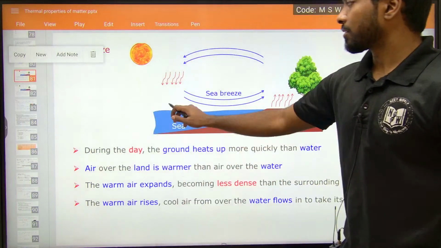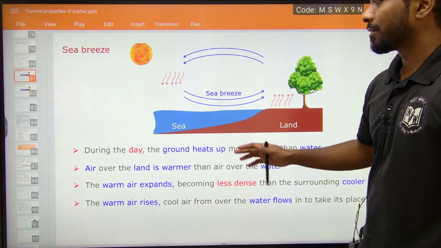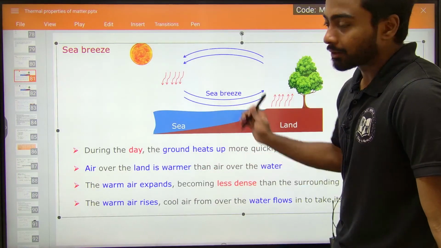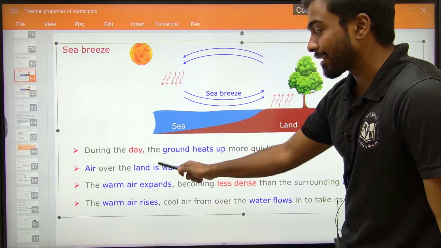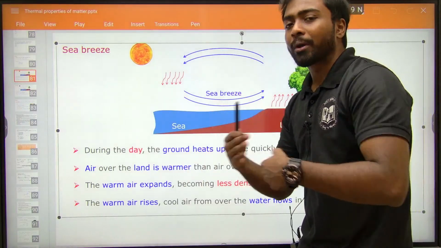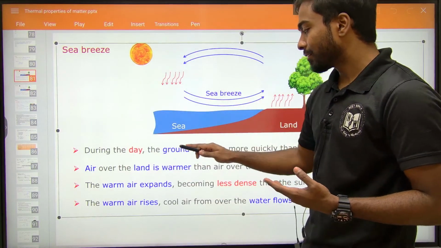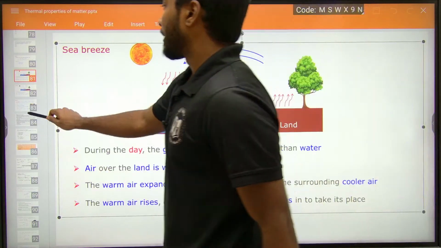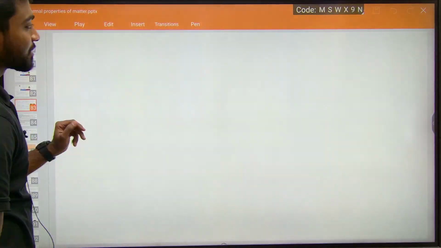Next, the sea breeze is a simple example. During the day the ground heats up more quickly than water, and air over the land is warmer than the air over the water. At night it is vice versa. And radiation we will talk about.